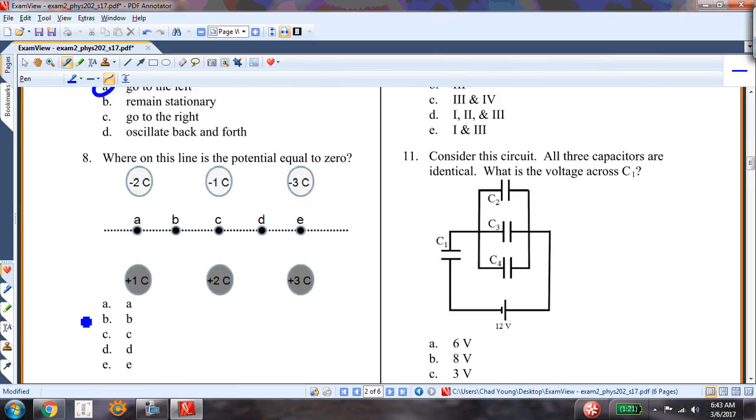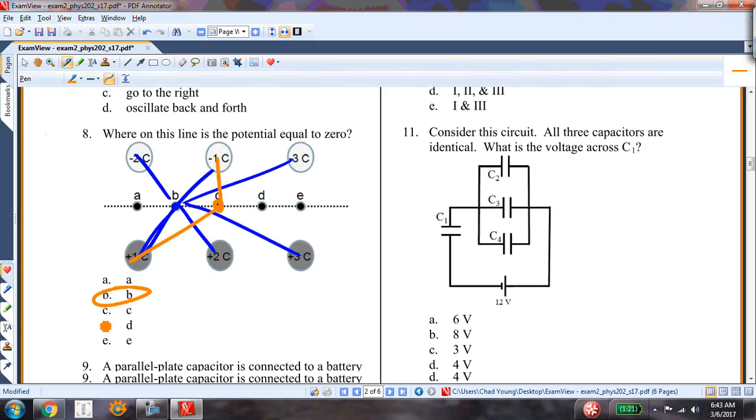Where on this line is the potential equal to 0? The potential is equal to 0, let's see, right here, because these two are equidistant apart, these two are equidistant apart, and these two are equidistant from that point. Whereas at other points on this line, say for example here, this distance is not the same as that distance. And you can see that's true for all the other points. So B is the right answer.